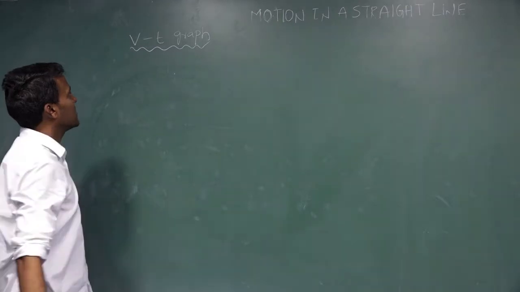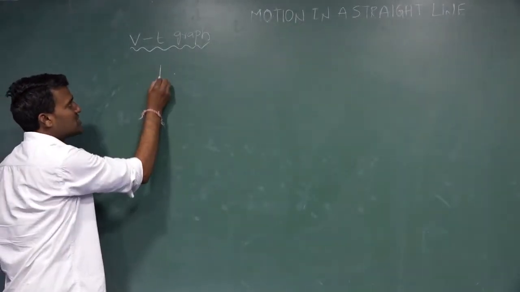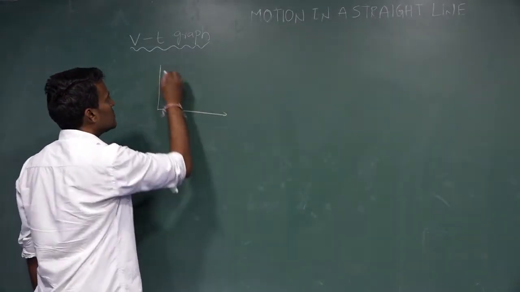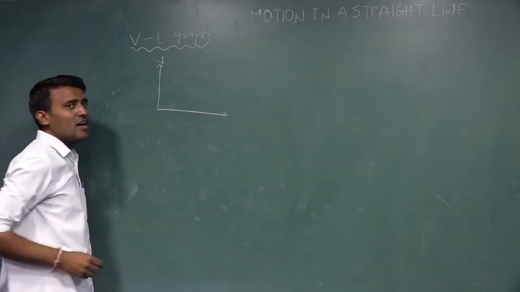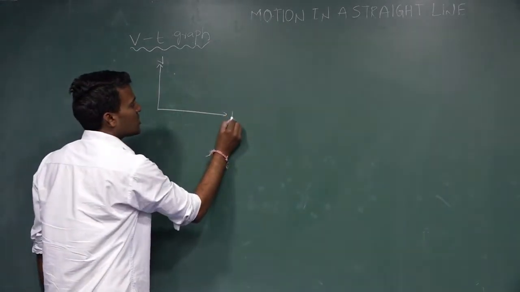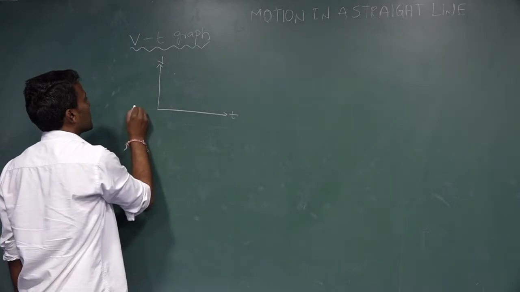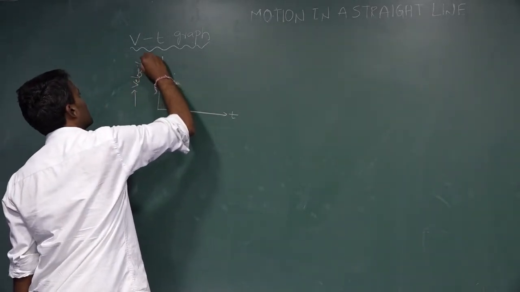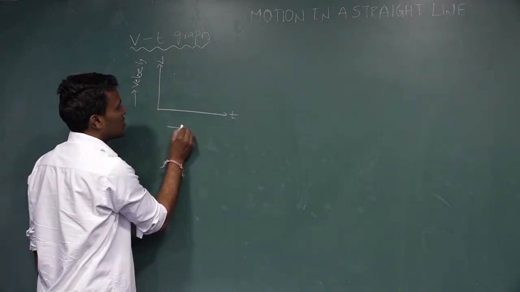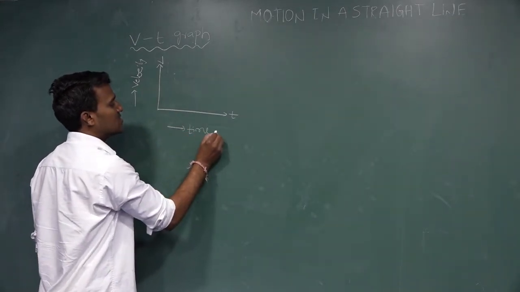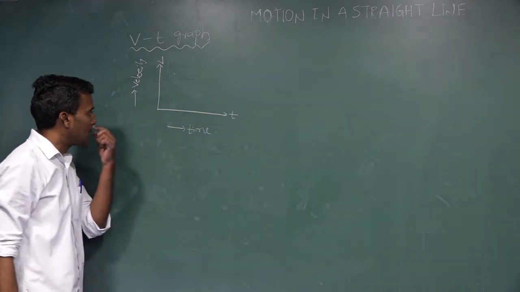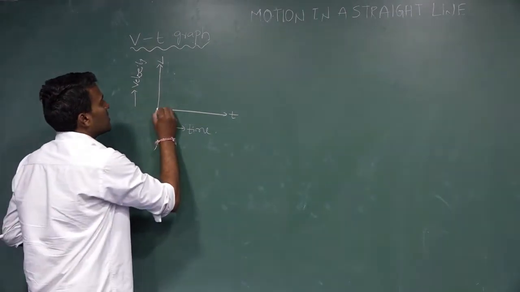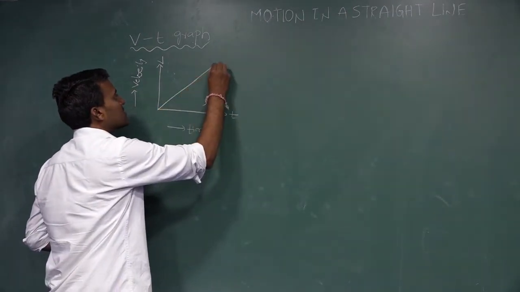Velocity-time graph we are discussing. Now, velocity on the y-axis, time on the x-axis. I am writing here velocity, and time on the x-axis, isn't it? Now I draw one line like this.